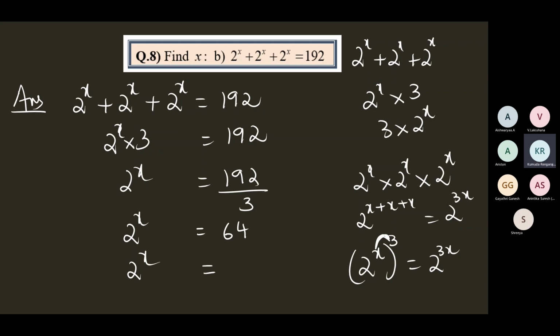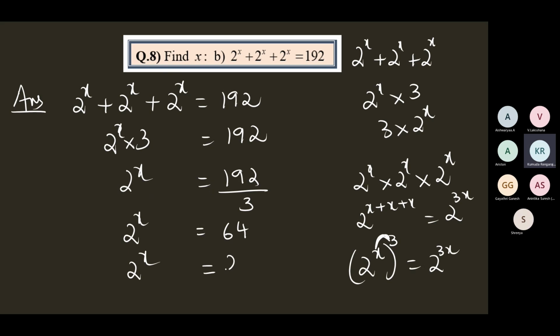So 64 can be expressed in different ways. 64 can be written as 2 to the power 6, as 4 to the power 3, and also as 8 to the power 2. Now here we choose to write it as 2 to the power 6 because we have the base 2 on the LHS.